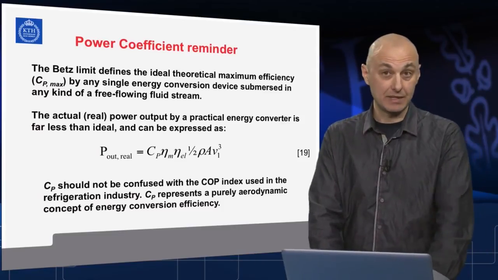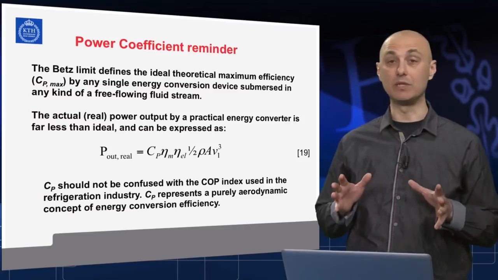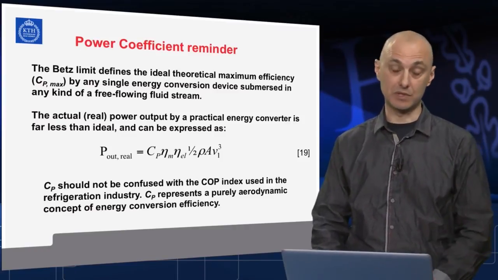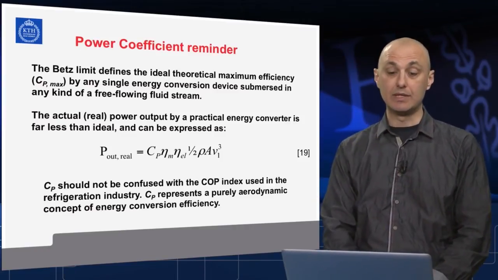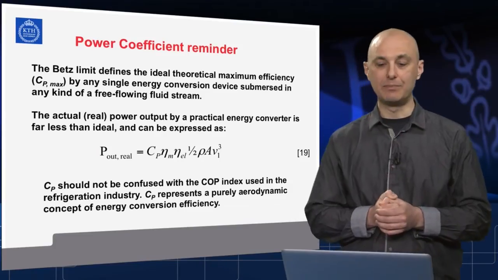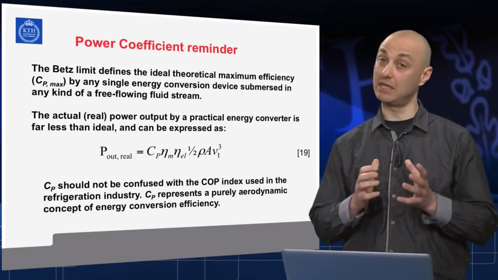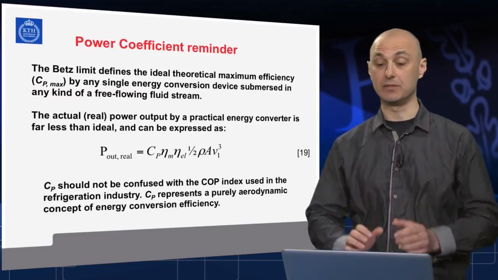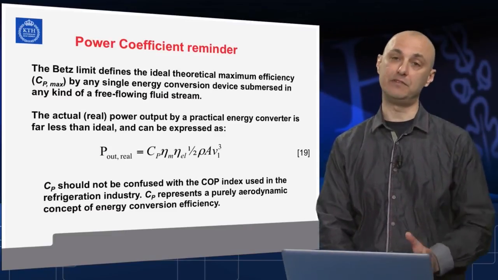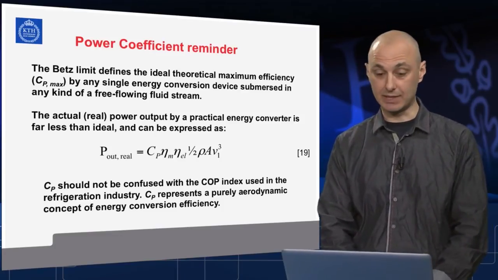A short reminder for what the power coefficient is about. Please don't forget and be careful with the words and terminology that is being used. The Betz limit is what defines and what proves the maximum possible power coefficient. The Betz limit for any single stage energy conversion device, doesn't matter how it looks like and what the fluid is, is a maximum of 59%. Not more than that energy is possible to be extracted.